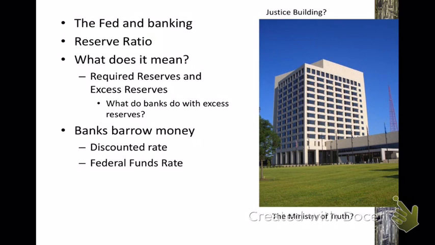Because the discounted rate is what? The interest rate banks are charged for borrowing money from the Federal Reserve. So they can directly manipulate that. They can be like, it's going to cost you 1% to borrow from us, right? They can set that.